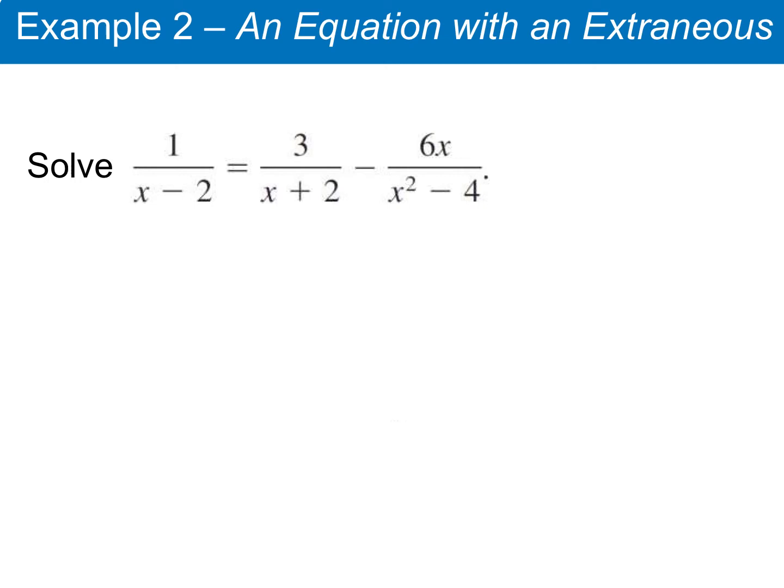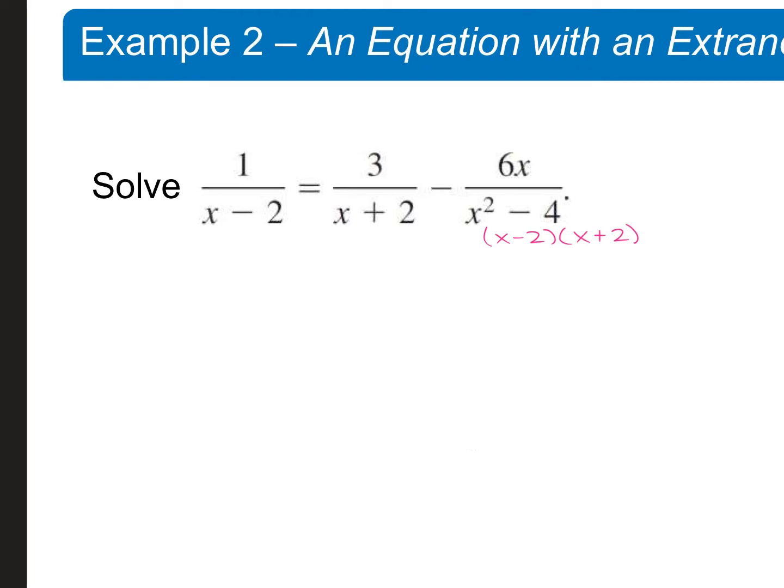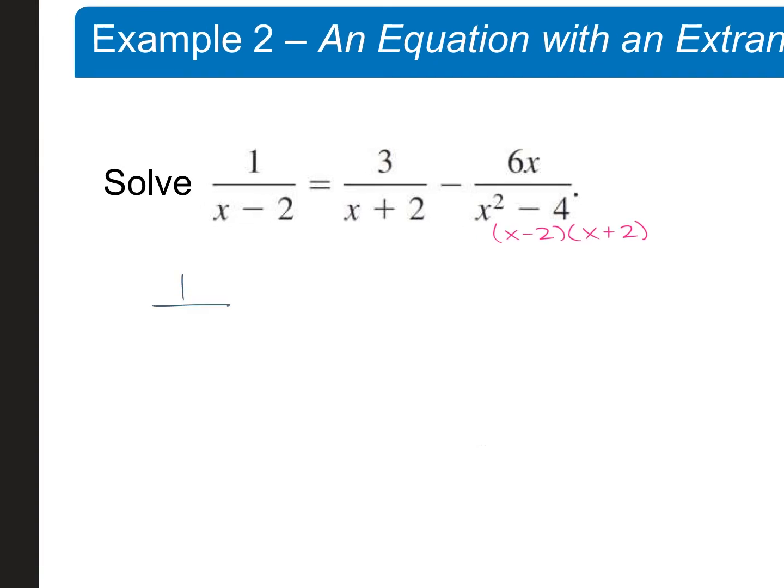Now that x squared minus 4 is not factored. You want all of your denominators to be completely factored when you do these. So I'm going to factor that x squared minus 4 to be x minus 2 times x plus 2. So we're just going to rewrite this as 1 over x minus 2 is equal to 3 over x plus 2 minus 6x over x minus 2 times x plus 2.